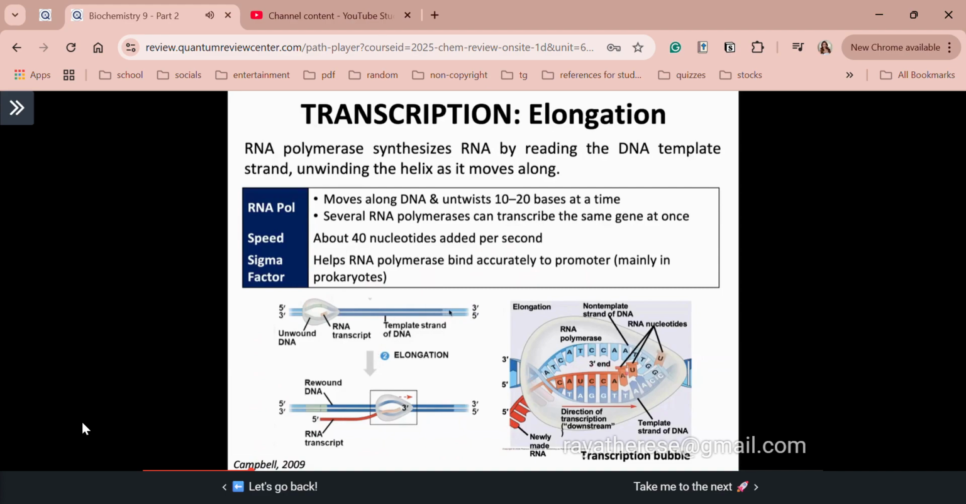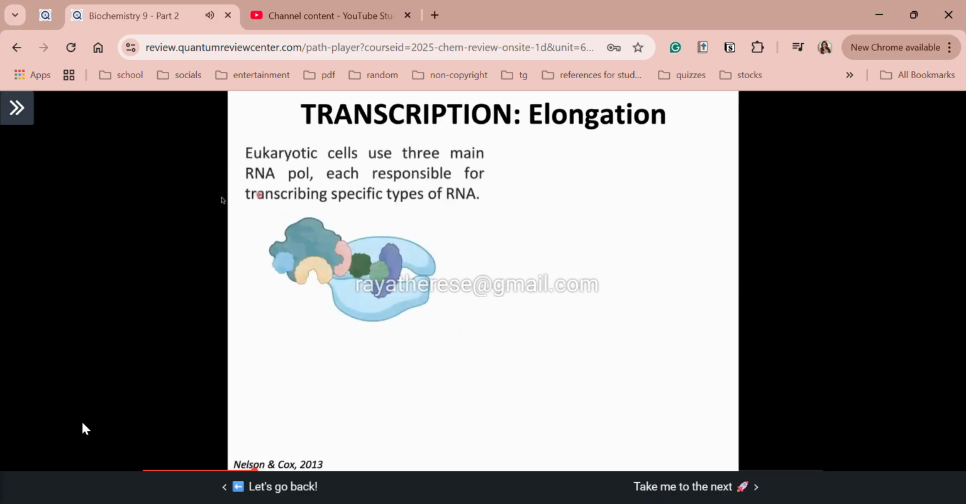Class, almost similar lang with your DNA replication elongation. But here, we are creating or producing your mRNA or in general, your RNA transcript from your template strand. Again, ang difference lang here, we are only using one strand, the template strand. Okay? So for our eukaryotes, your eukaryotic cells actually use three main RNA polymerases. All right? So of course, each of them is responsible for transcribing specific types of RNA.